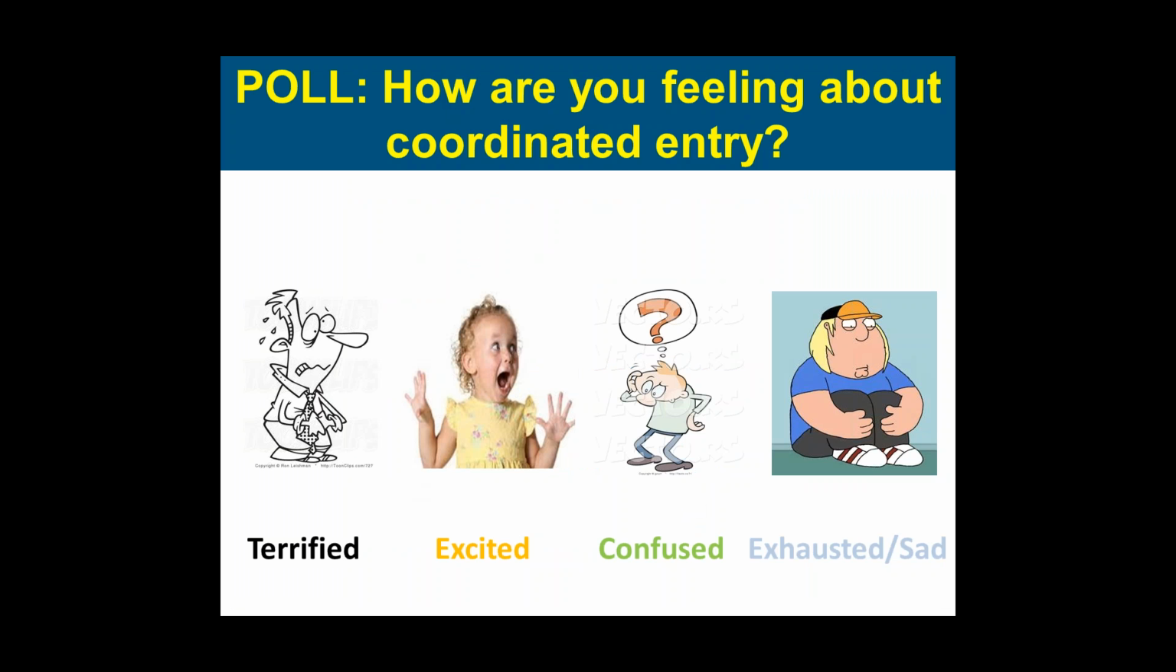Okay, we wanted to start. Go ahead. Our first poll question today is, how are you feeling about coordinated entry? I'm going to launch that now. So just take a quick minute to let us know if you're terrified, excited, confused, or exhausted/sad. Okay, just about 15 more seconds. The excited tab is about 55% right now. Let's see if more people log in. Okay, so I think we have 3% terrified, 55% excited, 21% confused, and the same amount exhausted, sad.